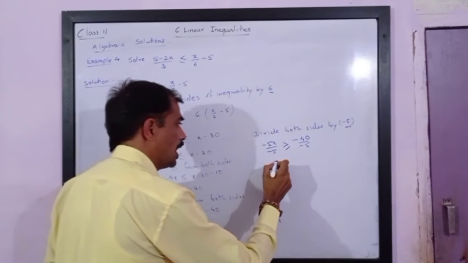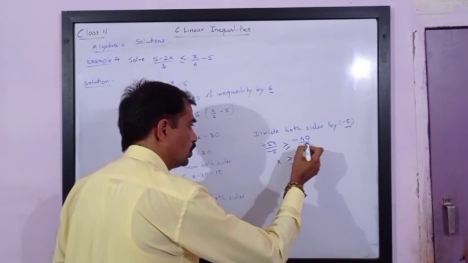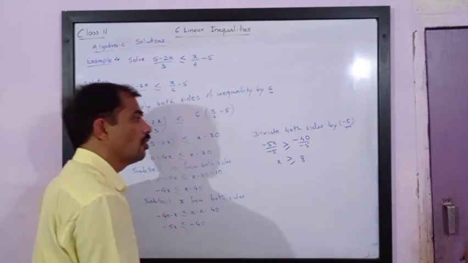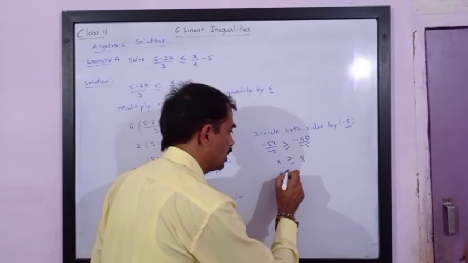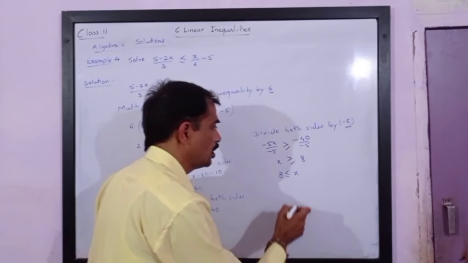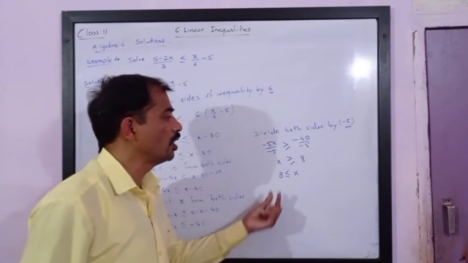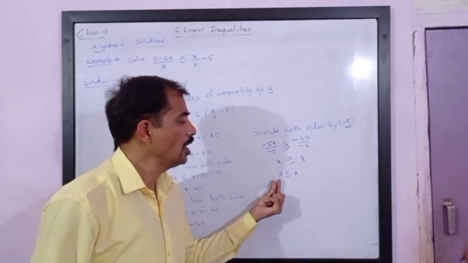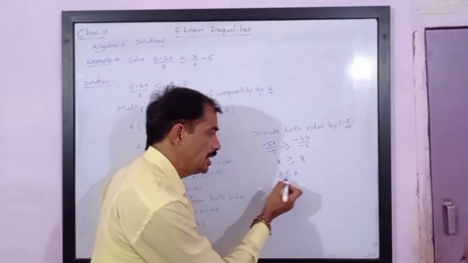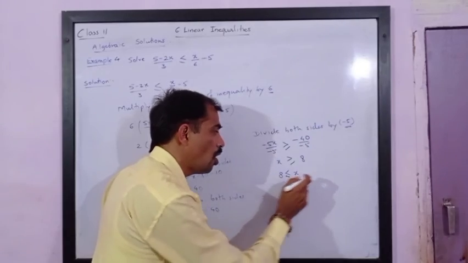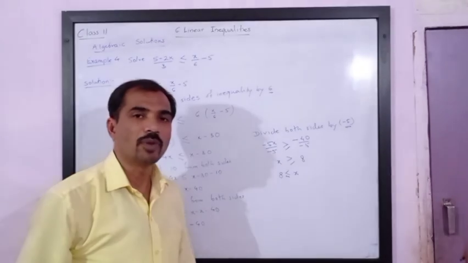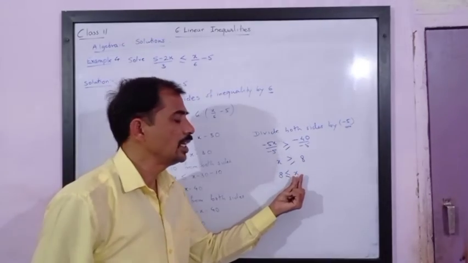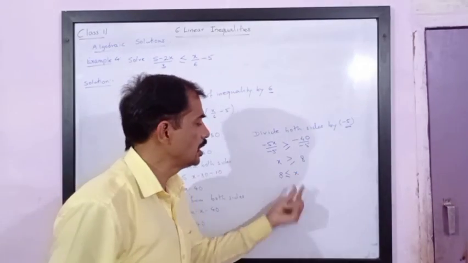So this is x is greater than or equal to 5 8s are 40. Means we have got 8 is less than or equal to x. So x is always greater than or equal to 8. Means the solution set will have all the real numbers. Please note x is equal to 8 is included. So from 8 to all the numbers which are more than 8. It will include all real numbers. Means it will include rational numbers as well as irrational numbers.